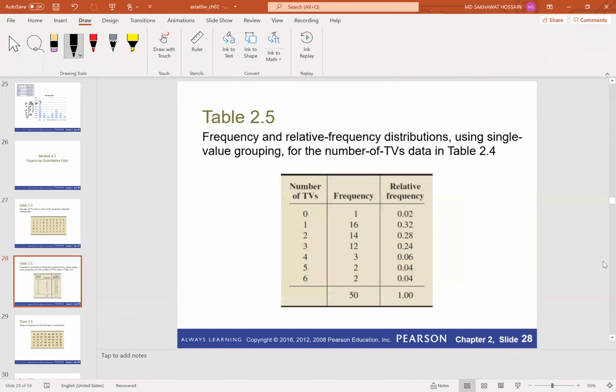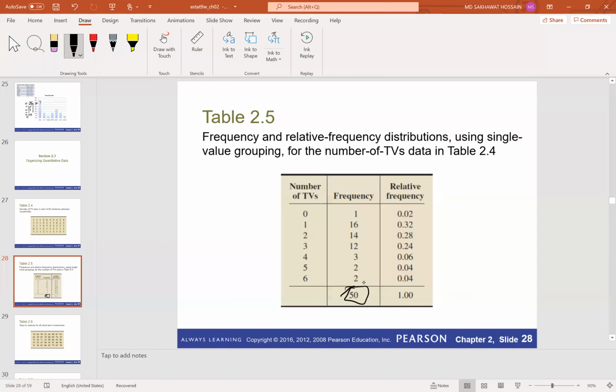In this case, since we have only 7 distinct responses, we can easily list all 7 responses and their corresponding frequencies. The responses are 0, 1, 2, 3, 4, 5, 6. For 0, the frequency is 1. For 1, we have 16 times, for 2, 14 times, for 3, 12 times, for 4, 3 times, for 5, 2 times, and for 6, 2 times. The total number of observations is 50.